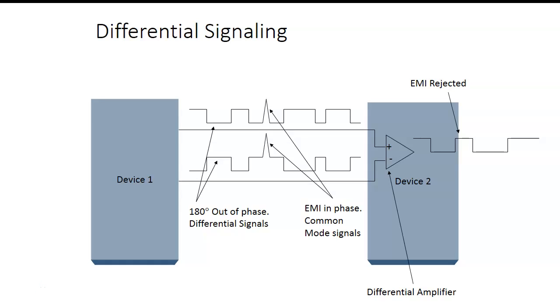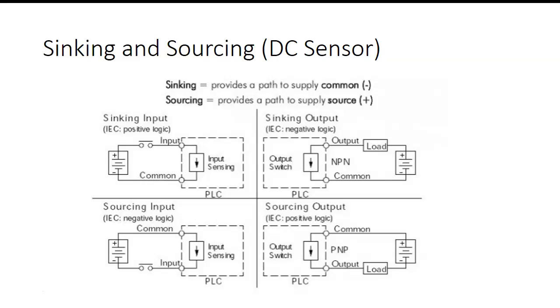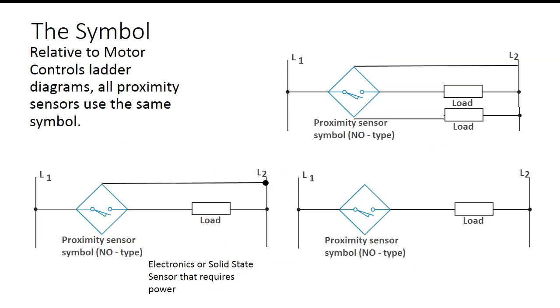Without this, it wouldn't have come along. These differential amplifiers revolutionized the way we send data. USB uses differential signaling. Ethernet uses differential signaling. There are a lot of devices now that use differential signaling, so we can almost ignore electromagnetic interference. We looked at current loop, and then we're looking at sinking and sourcing.